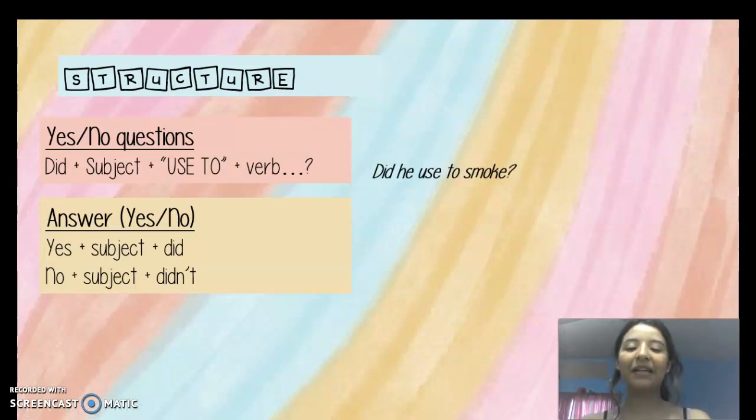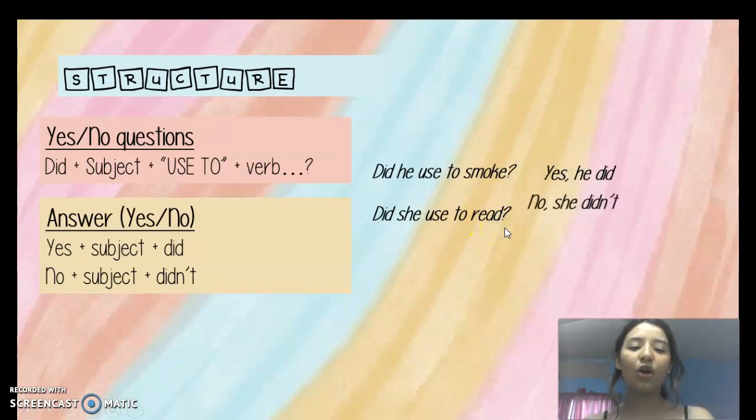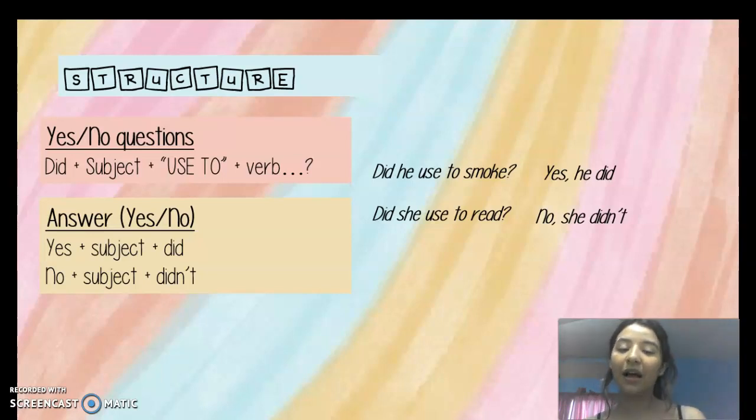An example is, did he used to smoke? Yes, he did. This means that he used to smoke in the past, but in the present this action doesn't happen anymore. Sorry. Did she used to read? No, she didn't. This means that she didn't used to read in the past, but this changed in the present.